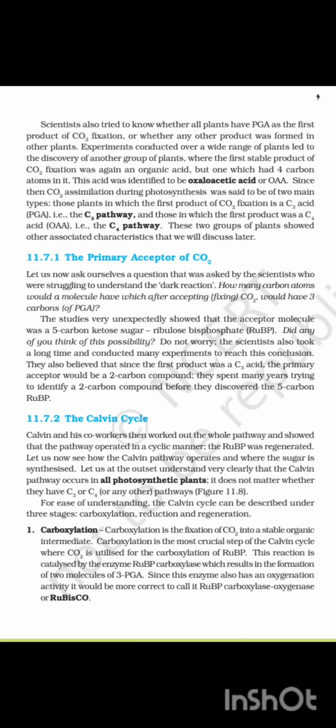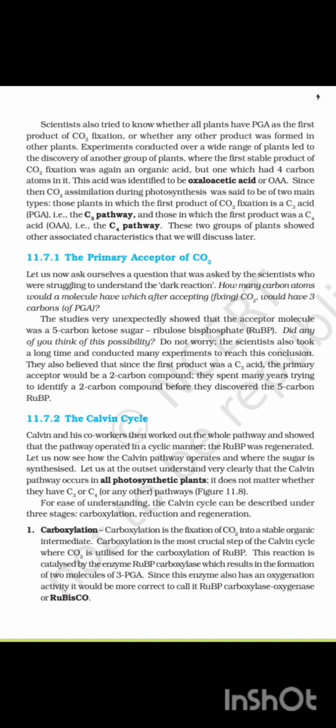Since then, carbon dioxide assimilation during photosynthesis was said to be of 2 main types: those plants in which the first product of carbon dioxide fixation is a C3 acid, the C3 pathway, and those in which the first product was a C4 acid, the C4 pathway. These two groups of plants showed other associated characteristics that we will discuss later.